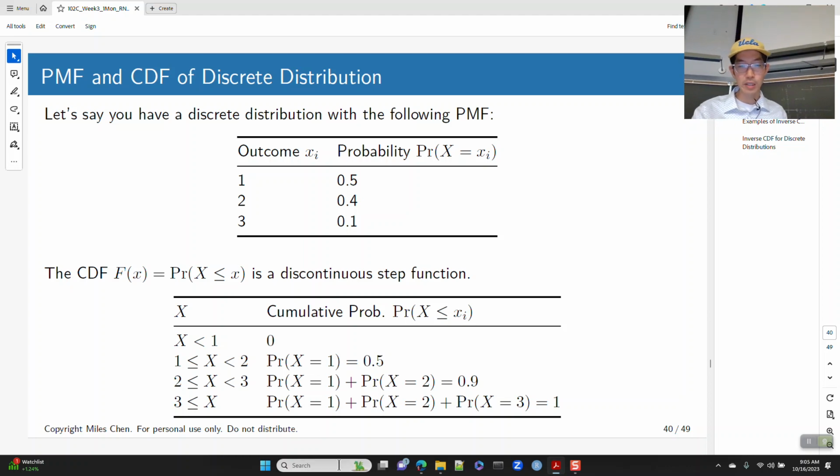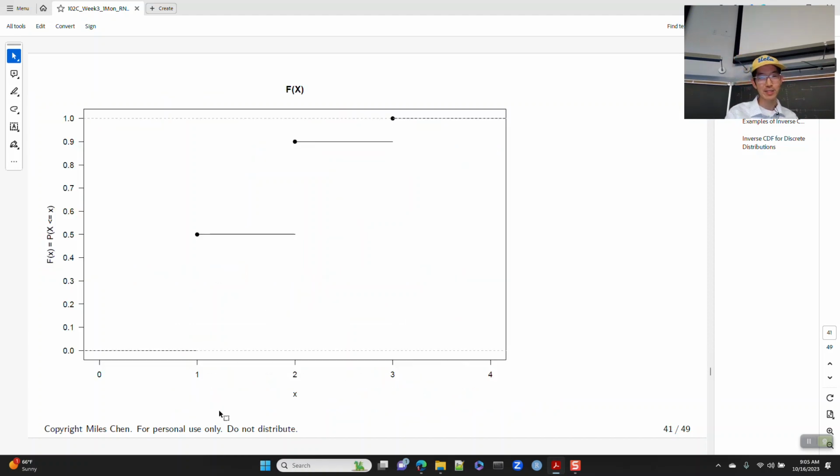So this is how we would produce our CDF. For x greater than or equal to 1 but less than 2, it's 0.5, and x greater than or equal to 2 but less than 3 is 0.9, and then x greater than or equal to 3 is 1. 100% probability that x is going to be 3 or less. Okay, and this is what it looks like. So that is the CDF.